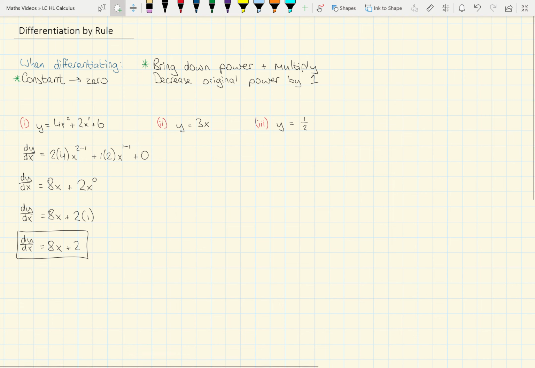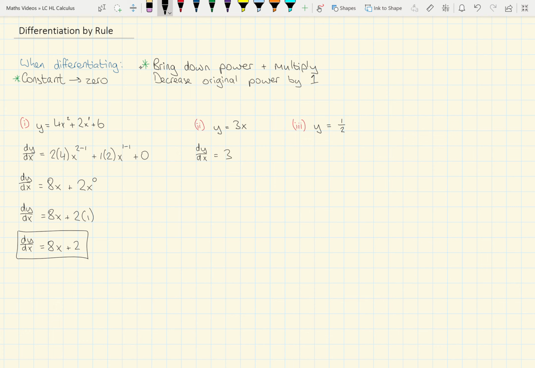Okay, so now we'll have a look at part 2. A little bit more straightforward here. So I have my function y equals 3x. So dy dx is equal to, this 3x is to the power of 1. So I know if I decrease that from our previous example, 1 minus 1 gives me 0. And anything to the power of 0 is 1. So my answer is just going to be 3. That's that one done. And our last one, we have y equals a half. It's just a constant. So my derivative will be 0.